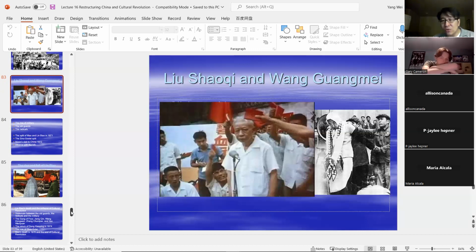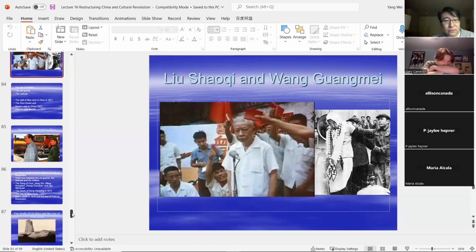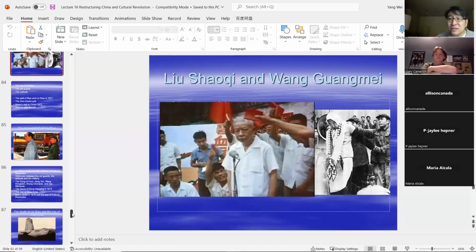So during the whole 1960s, the diplomatic relations between the Soviet Union and China were interrupted. And then in 1969, the two communist countries even got into a military conflict on our northern border. This is called the Zhenbaodao skirmish in 1969.